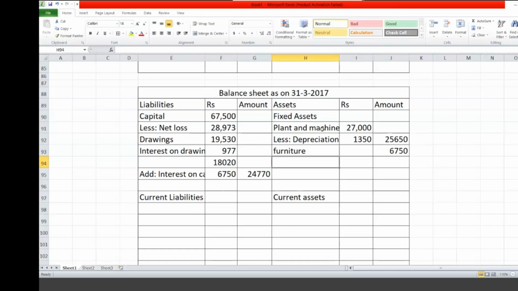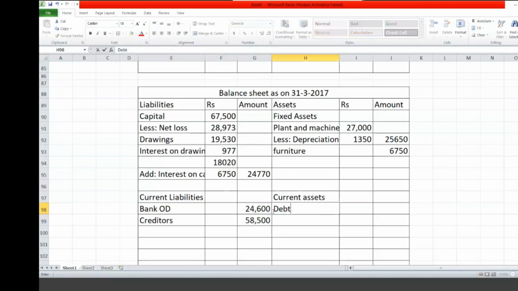Next, furniture done, opening stock done, insurance premium, interest, bank overdraft. So write down in the liabilities, bank OD. How much? 24,660. Next, carriage outwards done, returns done, debtors and creditors. So first let me take creditors. How much is creditors? 58,500.